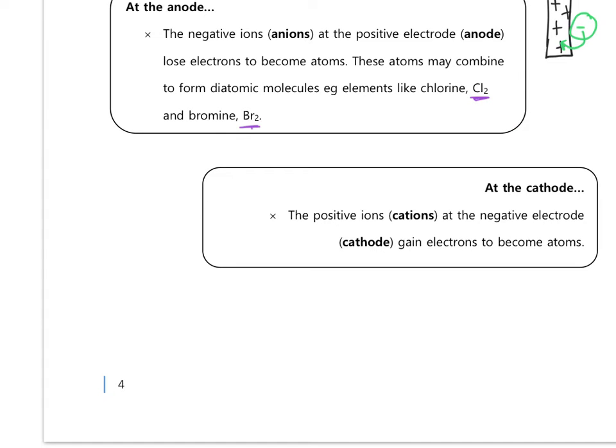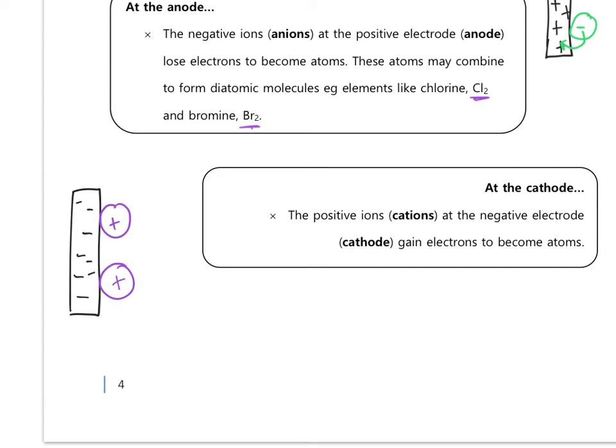At the cathode, it's the exact opposite. So obviously our cathode is the negative electrode. So it's a negatively charged electrode. And so that means that the cations are attracted to it. Remember, opposites attract. And the cations are positively charged because they have more protons than electrons. So in order to get back to atoms, we want to even that out. We want the same number of protons as electrons.